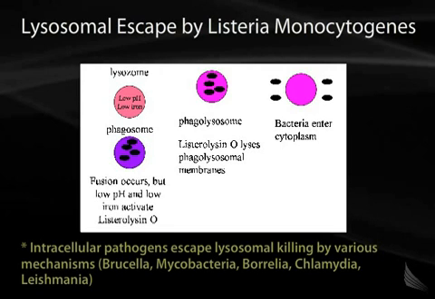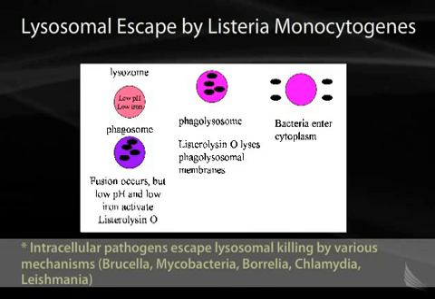Some bacteria have developed mechanisms to evade our phagolysosome. Examples of this include Listeria monocytogenes. Listeria monocytogenes has listeriolysin O, which is a protein or an enzyme which gets activated at the low pH, and it lyses the phagolysosomal membranes, allowing the Listeria to release into the cytoplasm and cause their problems. Other intracellular pathogens have found ways to escape lysosomal degradation. These include Brucella, Mycobacteria, Borrelia, Chlamydia, and Leishmaniasis.